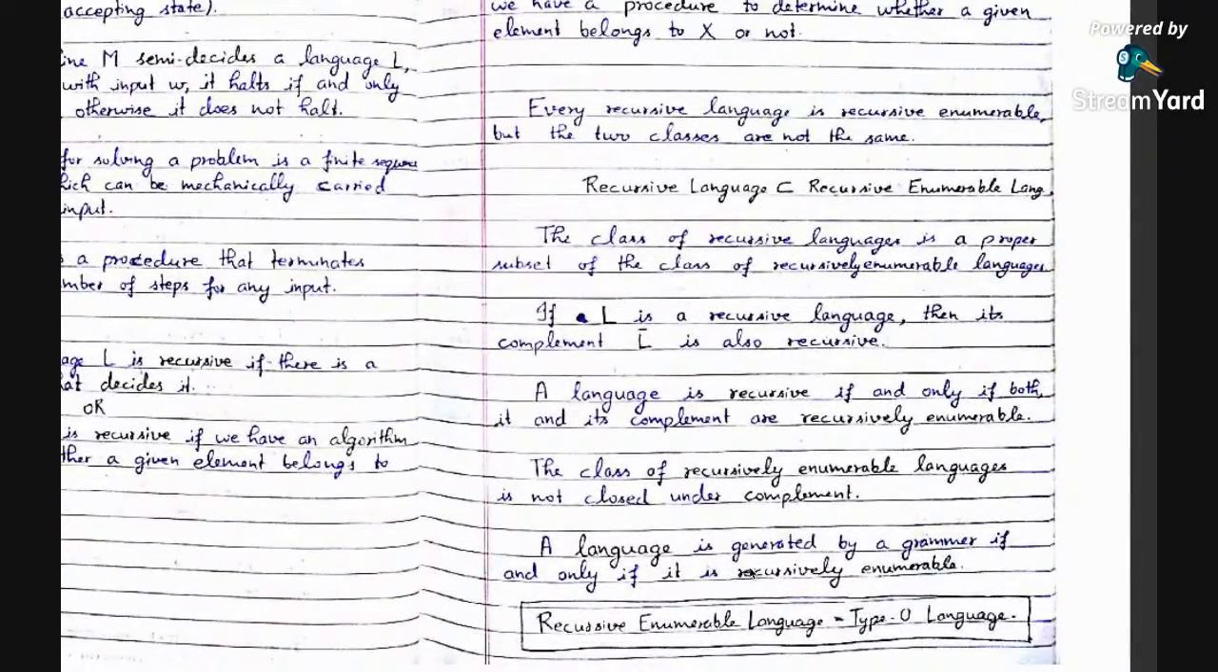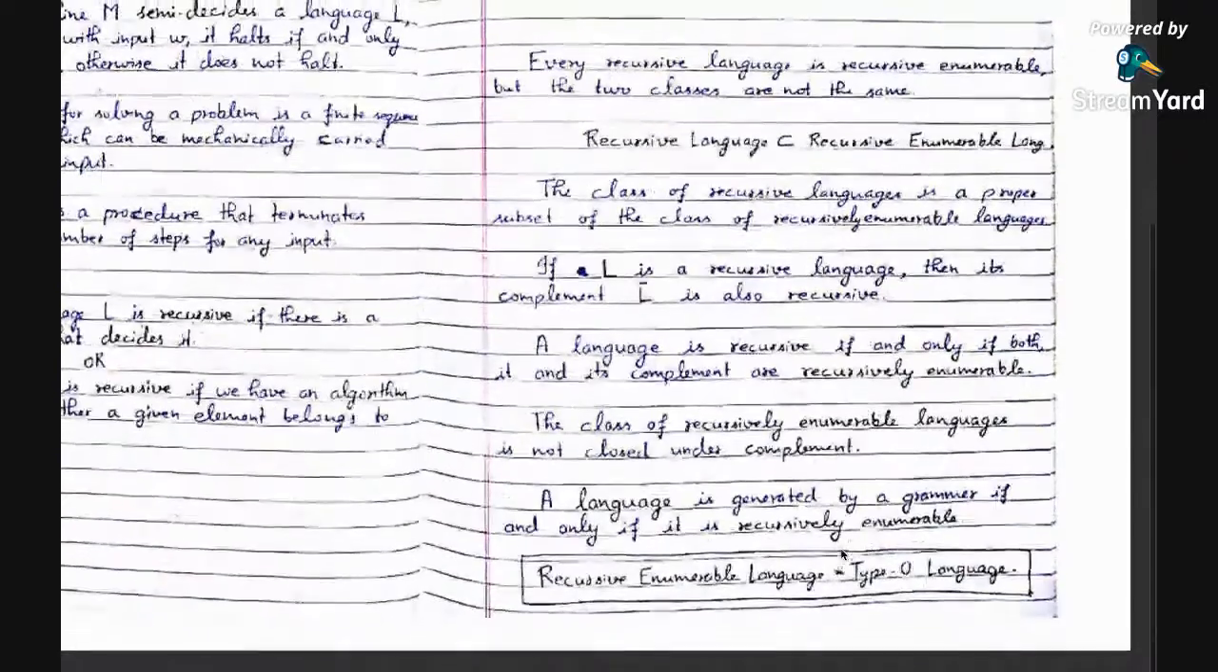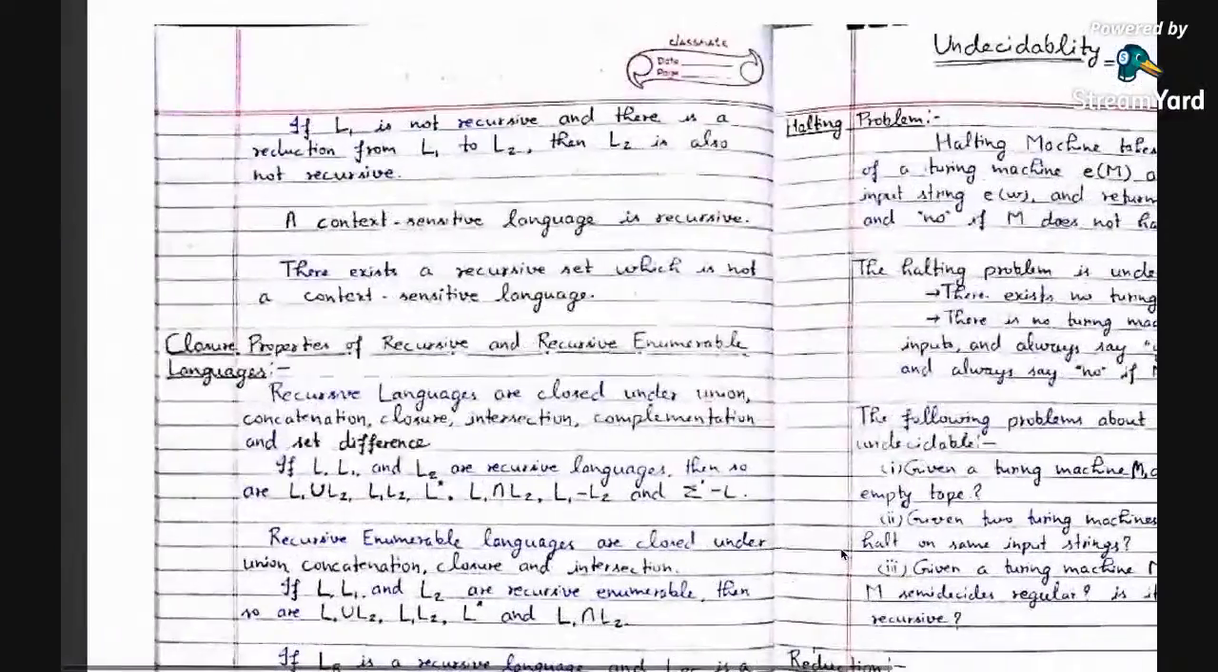If L is recursive, then its complement is also recursive. So recursive languages are closed under complement. A language is recursive if and only if both it and its complement are recursively enumerable. The class of recursively enumerable languages is not closed under complement. A language is generated by a grammar if and only if it is recursively enumerable. Recursively enumerable languages are the type 0 languages.